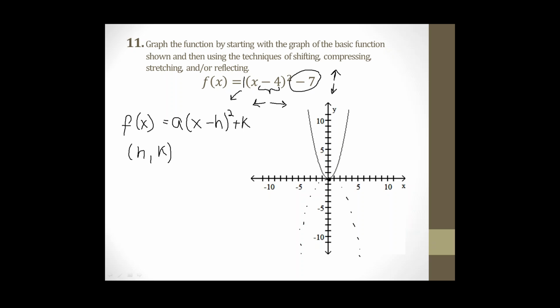But in our case, this parabola is shifted. I usually like to start with this last part, which tells me if it's shifted up or down, because that's the easier one. I just take this number, and this will be on the y-axis. So the basic parabola is shifted 7 units down on the y-axis. 1, 2, 3, 4, 5, 6, 7. So now the vertex is right here. It moved from here to here, 7 units down.